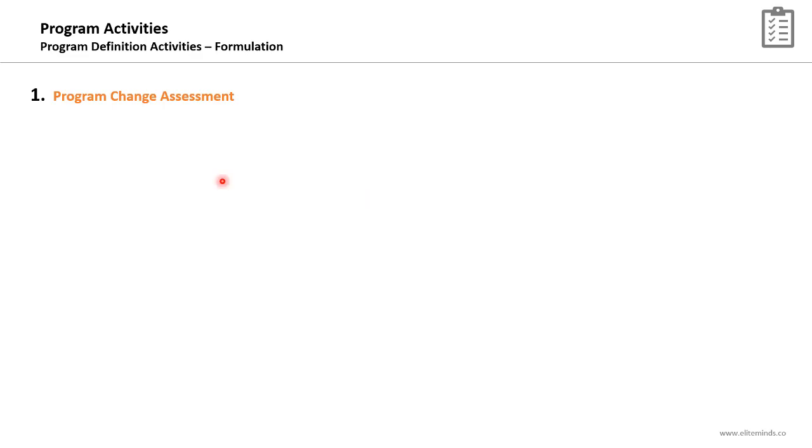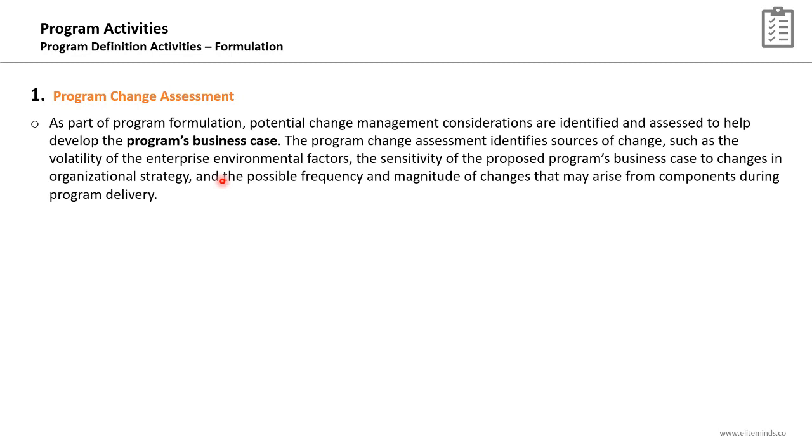The first supporting activity is assessing potential changes in the program through the program change assessment. As part of program formulation, potential change management considerations are identified and assessed to help develop the program business case.